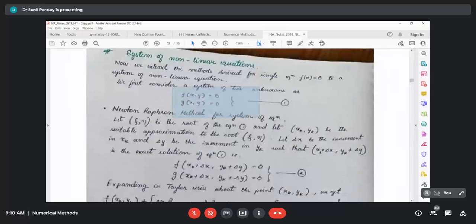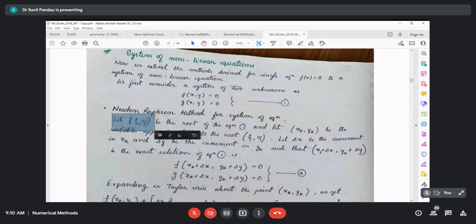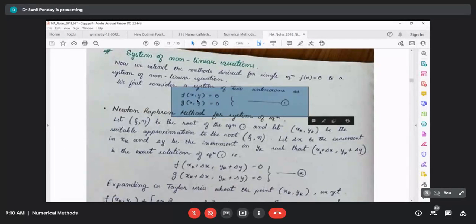This can be generalized: if you have n equations in n variables, you can generalize this method to n equations and n variables. We will discuss here two variables and two equations, and in the same way it can be generalized. So let xi and eta be the roots of equation number one, meaning these two equations.